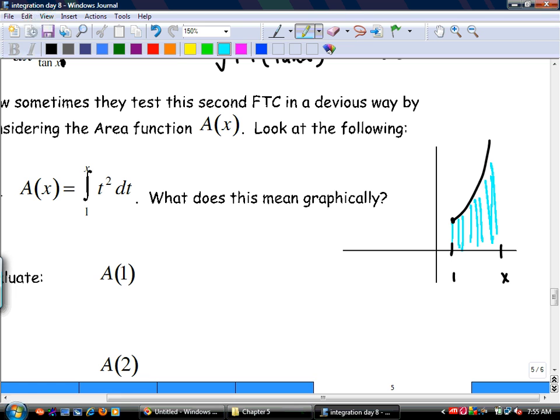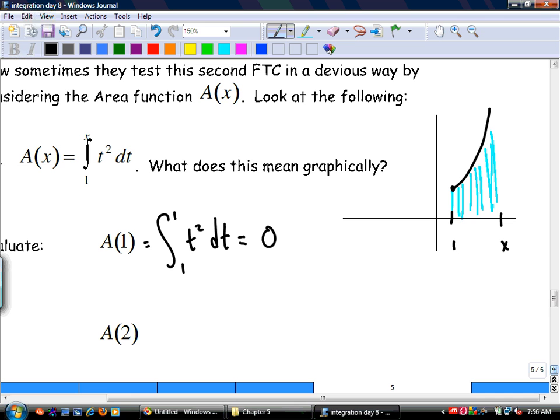So A of 1 is the area between 1 and 1 of t squared dt. You don't actually need to write it down, but we'll write it down. No calculation required. How far apart are the numbers 1 and 1? 0. So what's the area contained? 0.